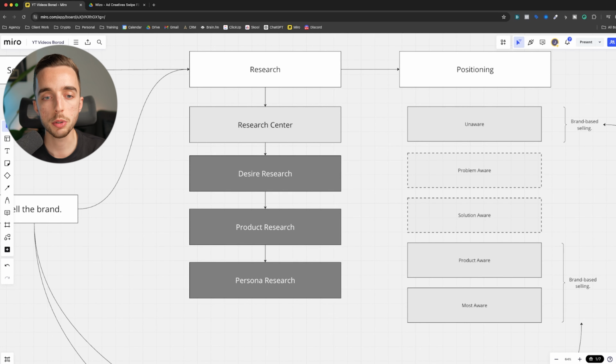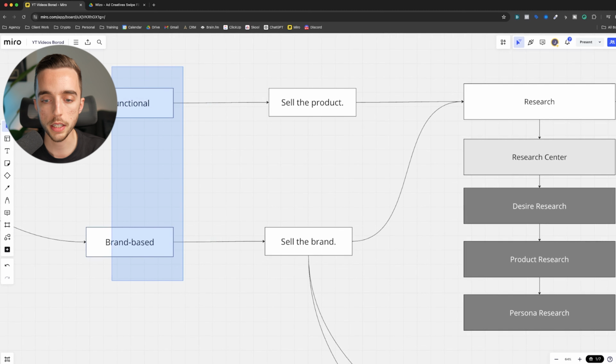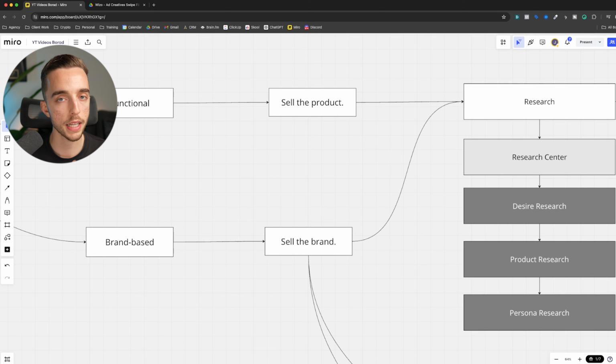So the main core difference between these two styles of businesses, right? Because when it comes down to Facebook ads and the strategies and the way you structure your campaigns, I've got plenty of videos on that on the channel talking about how to lay this out. Nothing changes here.